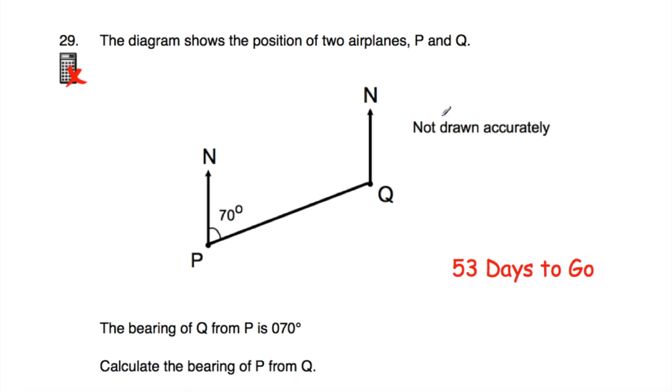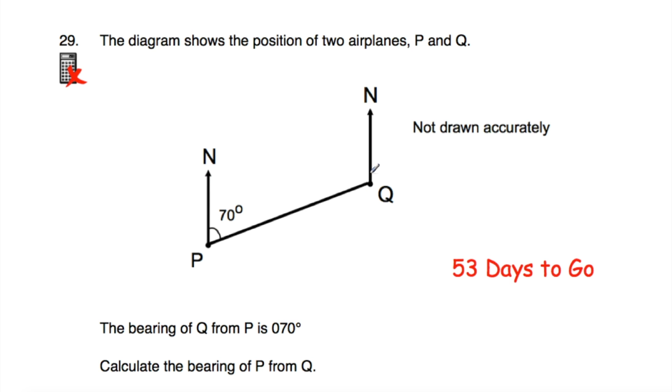So question number 29 is bearings, and it's about back bearings. So we covered that with 53 days to go. We know the bearing of Q from P is 70 degrees, and we want to find the bearing of P from Q. It's quite nice we've got a diagram drawn for us. If you haven't got a diagram drawn for you in a question like this, it can be actually quite useful to draw that sketch. You can see you've got some parallel lines that are going to come in handy.